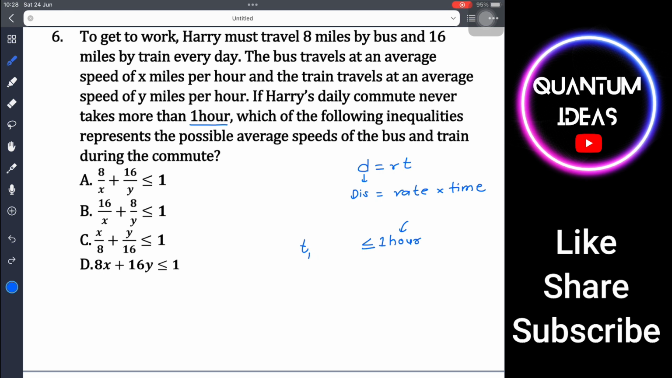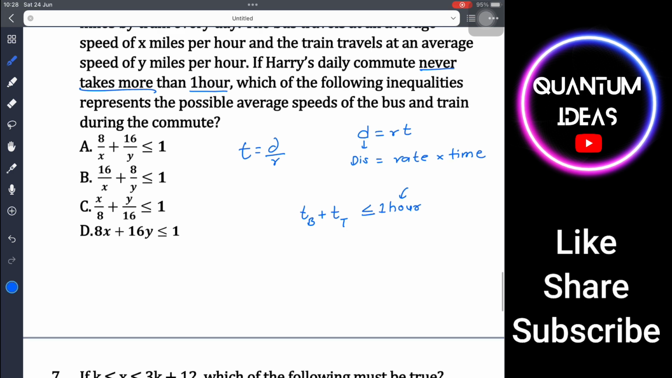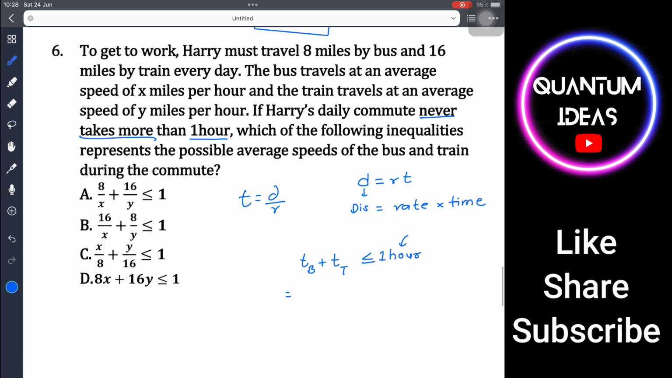Okay, the time taken to travel by bus plus the time taken to travel by train should never exceed 1 hour, right? Or at least, it will never take more than 1 hour. So what is time? Time is simply distance over rate, right?